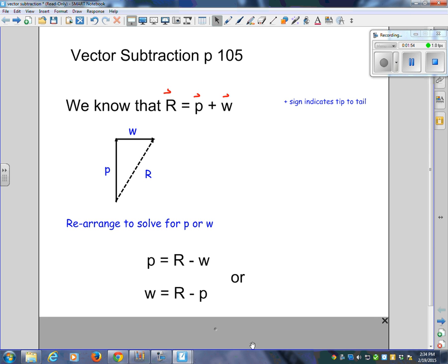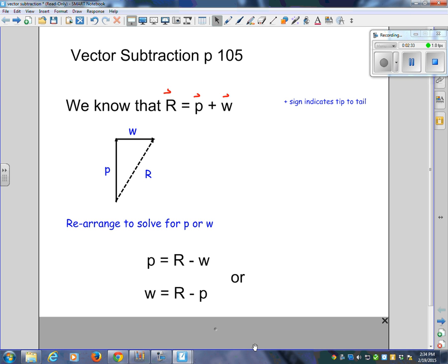So if you are asked to find the plane speed or the wind speed, well then it's going to become vector subtraction. If you're asked to find the plane speed or the wind speed, then it is a vector subtraction question. Think about that for a second. Does it make sense to you why it's subtraction? I'll read faces. I got a nod.